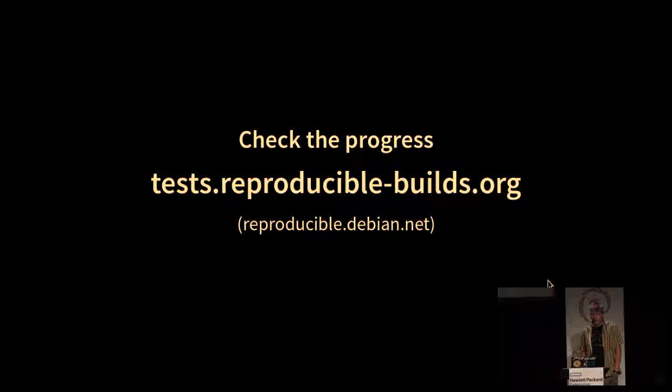And if you want to check the progress, there's tests.reproducible-builds.org, which was previously known as reproducible.debian.net, and is still available under this name. There you find all these numbers, the tests, the statistics. If you haven't looked at it, there you find everything.